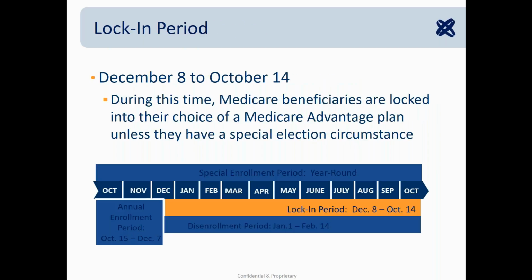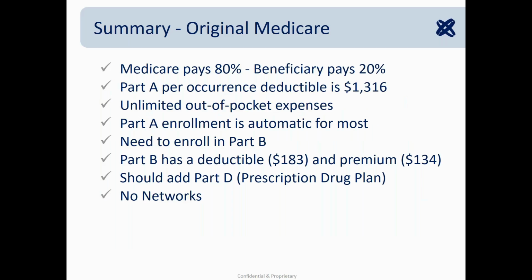The lock-in period, which means we're in now, is from December 8th, when the open enrollment ends, to October 14th of the following year when it starts. You're locked into the plans that you have for Medicare Advantage plan unless you have a special election or an SEP qualifying event. So let's summarize what original Medicare is.